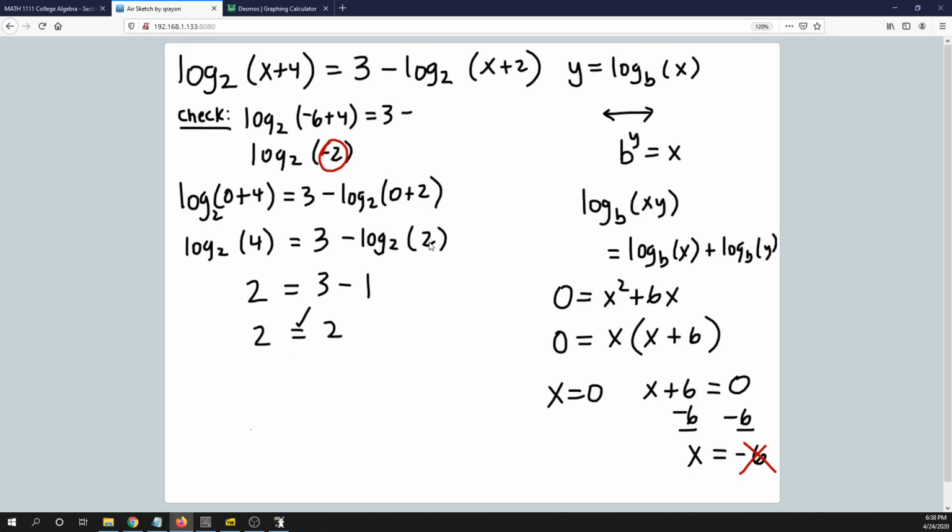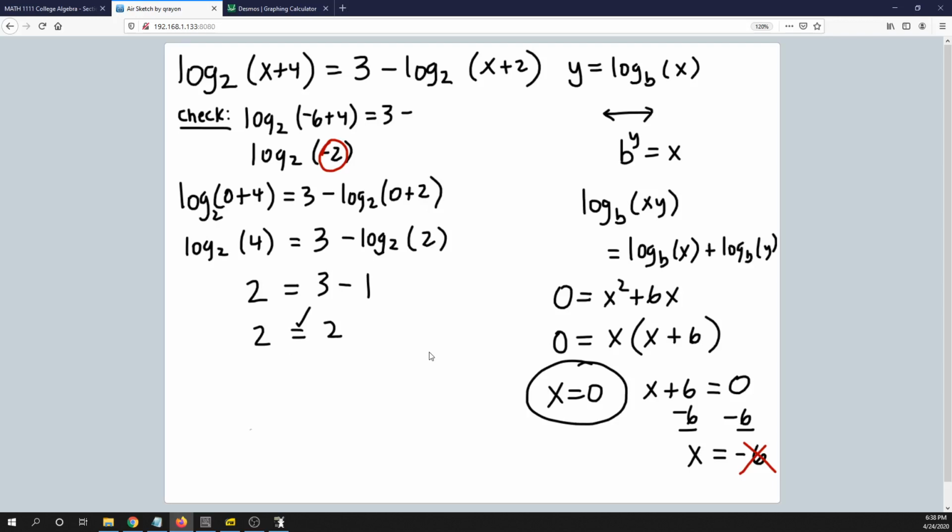And so checking it all the way through will show, or potentially show, if you've made a mistake somewhere else. At the very least, you need to check the insides are positive. So this x equals 0 is a solution to this equation, and it's the only solution to this equation.